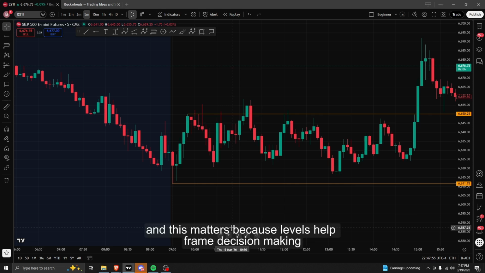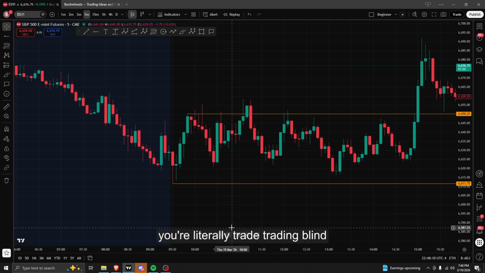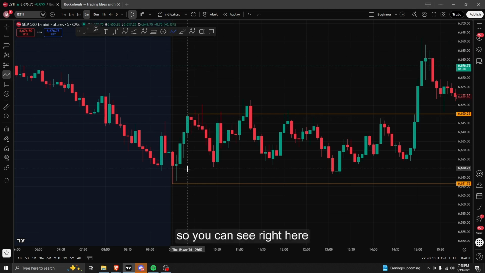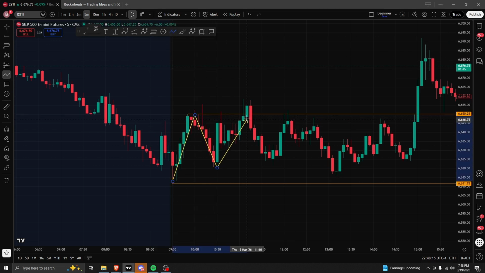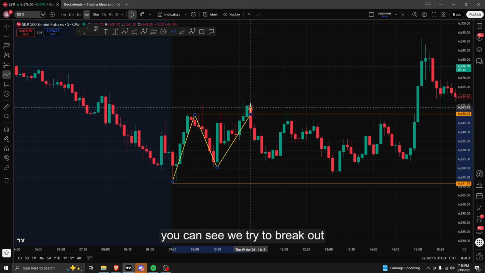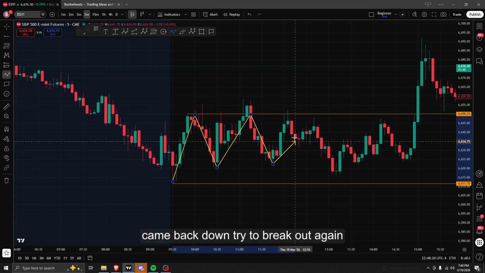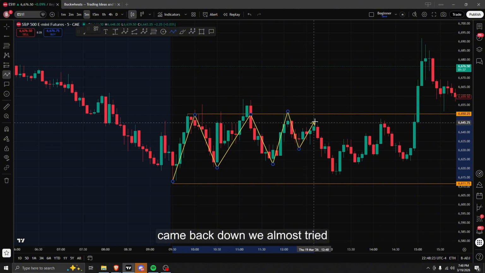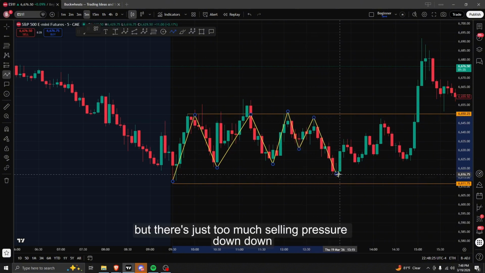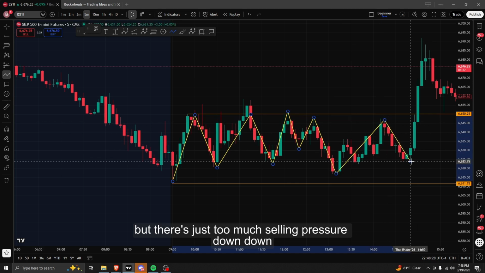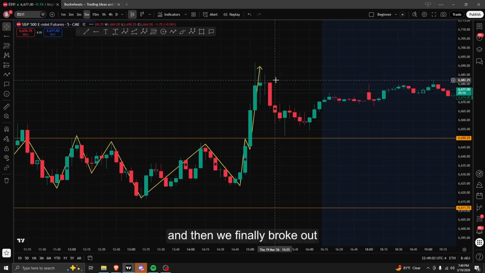And this matters because levels help frame decision making. They help you understand where price may react, where moves may stall, where continuation or rejection starts to make a little bit more sense. So if you're entering trades with no awareness of nearby levels, you're literally trading blind. So you can see right here, we came over here, we stayed above the bottom. We try to break out, came back down, try to break out again, came back down. We almost tried, but there's too much selling pressure. Down, down, and then we finally broke out.